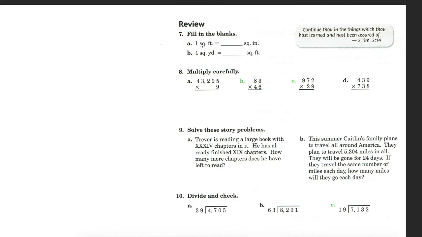I'm not sure. I might have to add it in the description below. I can't find it right now. Oh, here we go. Page 345. You probably can't see that. Page 345. Okay. All right. Multiply carefully. This should be okay.